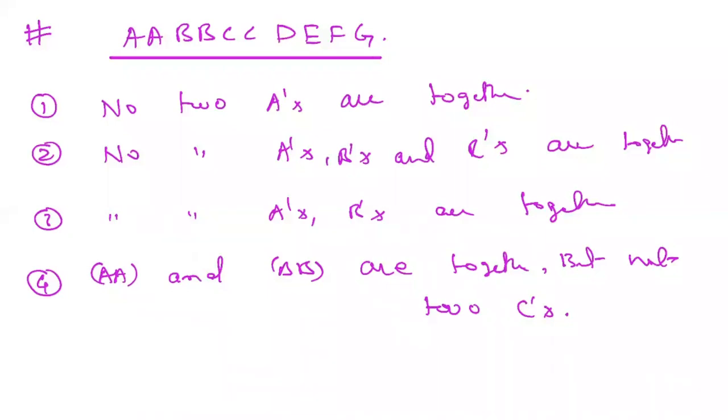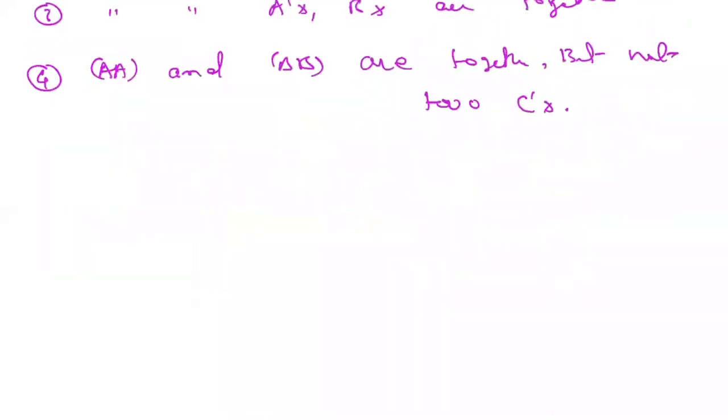Start with the first one. No two A's are together, right? See, first we can start with AA, BB, CC, D, E, F, G, right? So case first, no two A's are together.